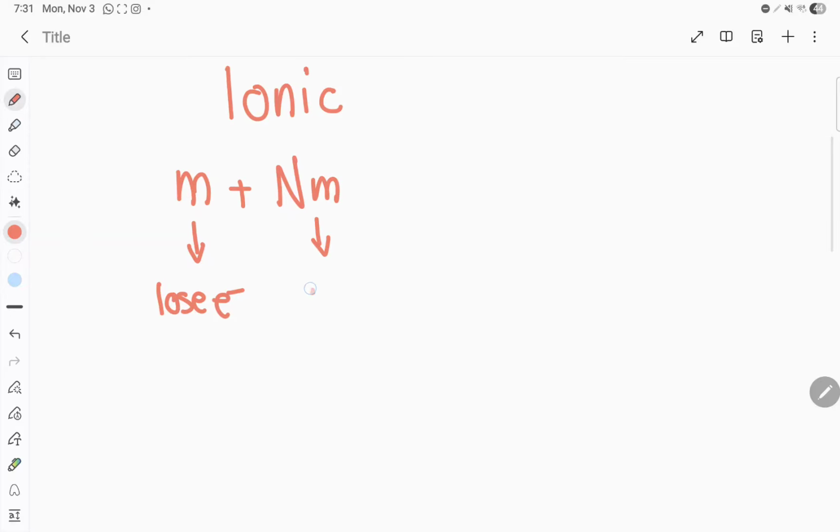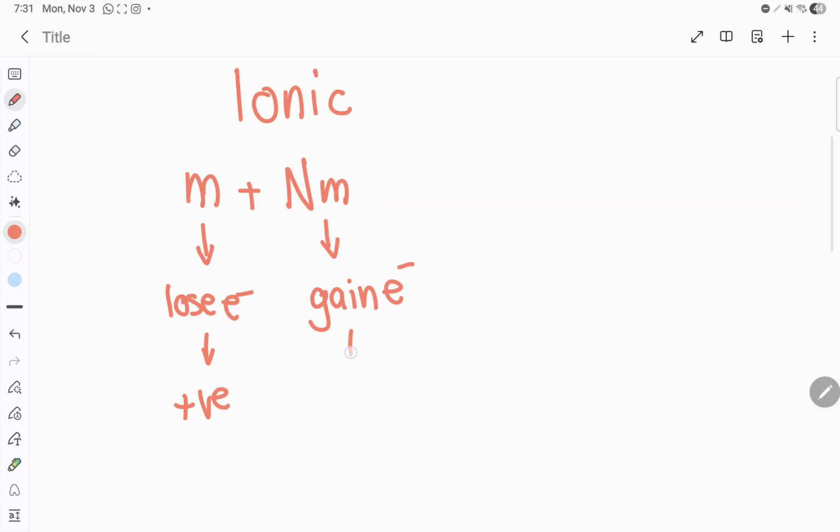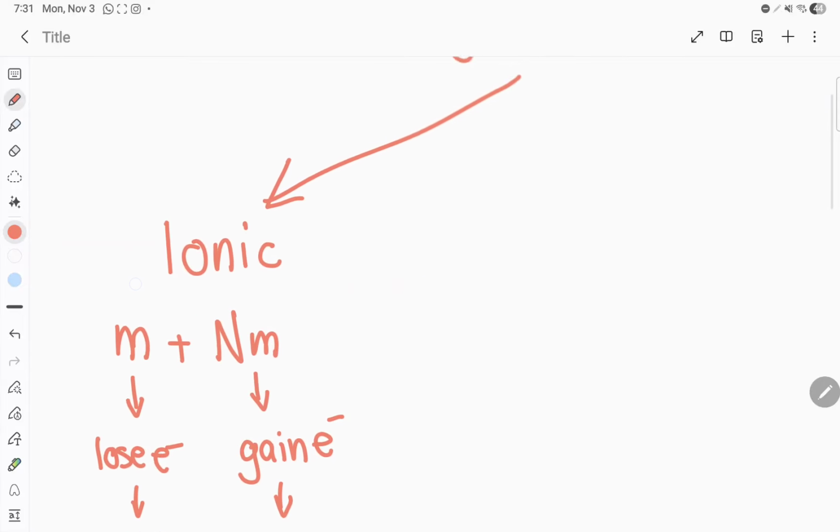Non-metals will always gain electrons. When these lose electrons, they become positive because they have more protons than electrons, and when these gain electrons, they become negative. And the reason the ionic bond forms is because of the strong electrostatic force of attraction between the ions.